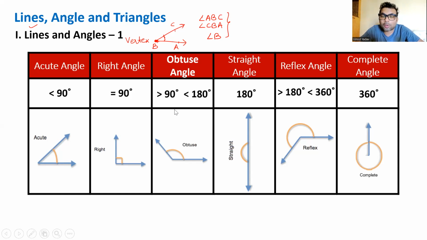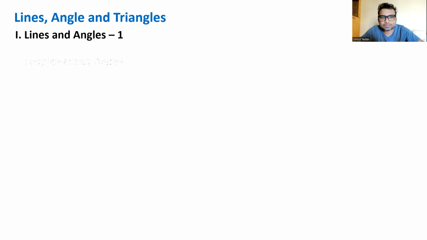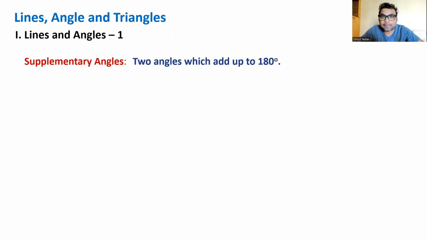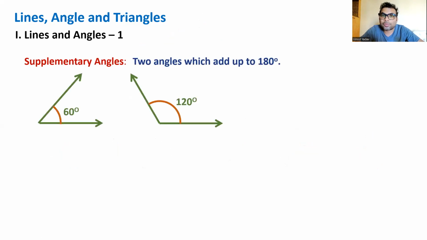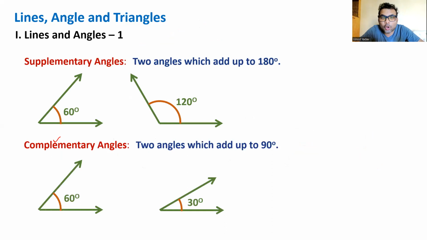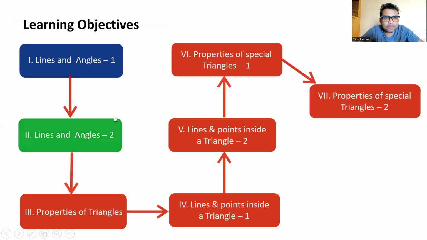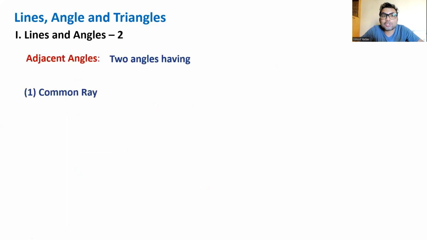Now let's talk about pairs of angles. Supplementary angles. Yes, you will hear about them a lot of times. The two angles which add up to 180 degrees are supplementary angles. Similarly, we have complementary angles, with an E. The angles which add up to 90 degrees are complementary. Okay, got it? Cool.